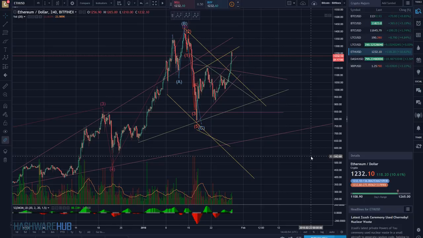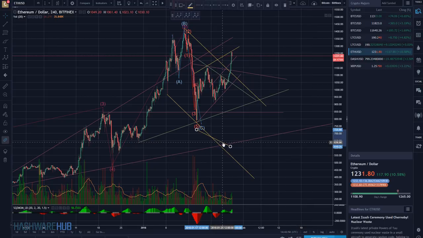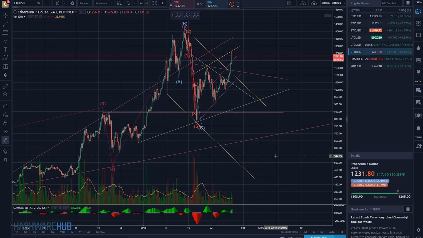So yesterday I was drawing a whole bunch of lines all over the place because I was saying that in the beginning of a correction, you need to figure out, as quickly as possible, the direction of what this correction is going to look like.